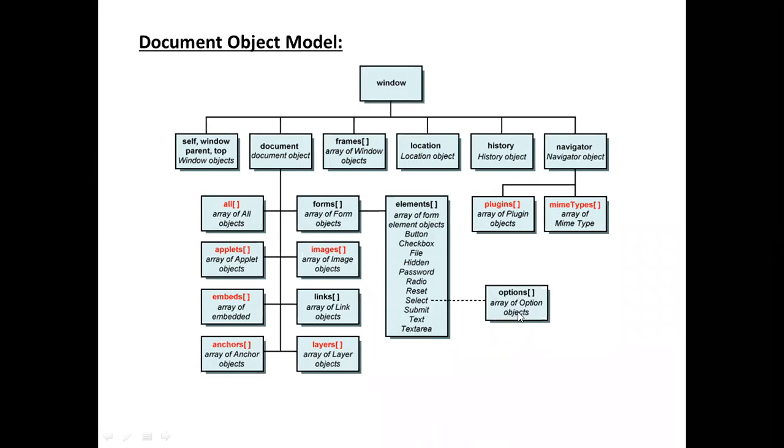Next options. So the document tree is window, that is the browser window. In the browser window, the document is located. Next, in the HTML document, forms. Next, in the forms, there is a select option. Next, options. So let us see the example.